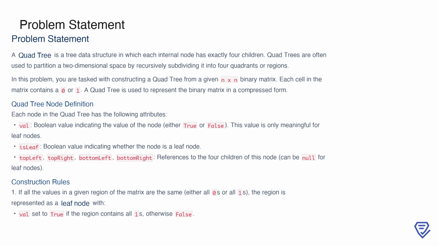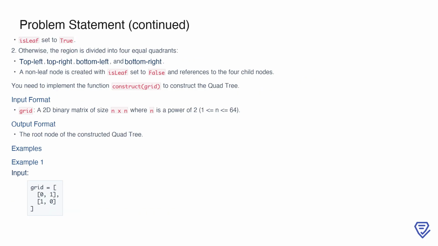If all the values in a region of the matrix are identical, that region is represented as a leaf node with val set to true if the values are all 1s, and false otherwise. This representation allows us to effectively compress uniform regions of the matrix into a single node. If, on the other hand, the values in a region are not uniform, the region is divided into 4 equal quadrants: the top left, top right, bottom left, and bottom right. In this case, a non-leaf node is created with isLeaf set to false, and it will have references to the 4 child nodes representing the quadrants.